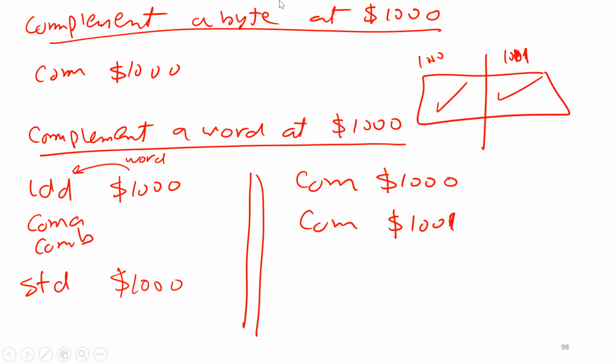Is that okay, guys? So you read the word, you put it in register D, and register D is 2 pieces, A and B. Then I complement A, complement B, and then return D to 1000. Is that okay, guys?